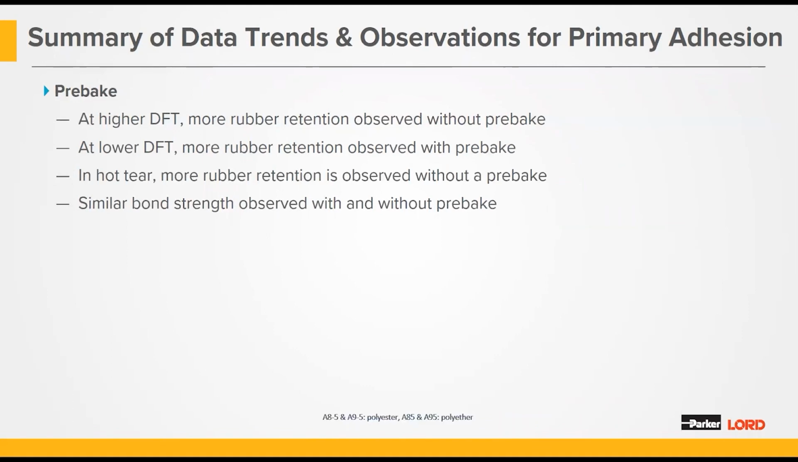The data shows that pre-bake and dry film thickness are related. At a higher dry film thickness, we see more rubber retention without a pre-bake. At a lower DFT, we see more rubber retention with a pre-bake. In the hot tear testing, more rubber retention was observed without a pre-bake. And bond strength wasn't greatly influenced by a pre-bake throughout the study.